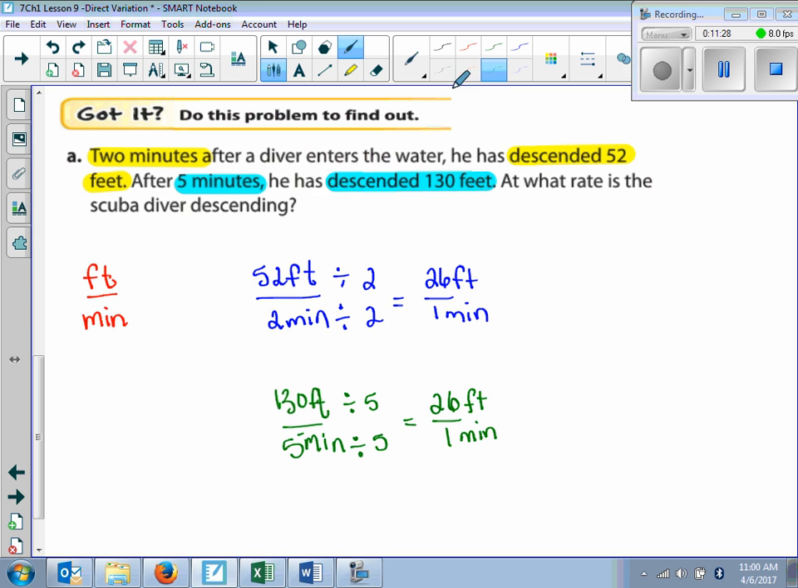So the rates are the same, so what does that tell me? It has a constant rate of change, which means that it's proportional, which means that it does have direct variation. Very good. Now, to answer the question, at what rate is the scuba diver descending? What would you say? Very good. The scuba diver is descending at 26 feet per minute. So make sure you write that down.